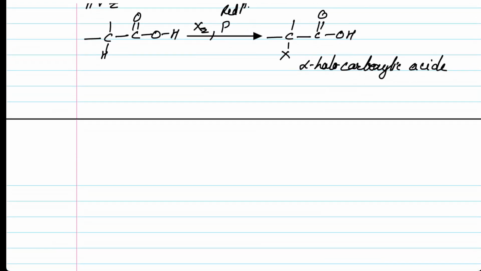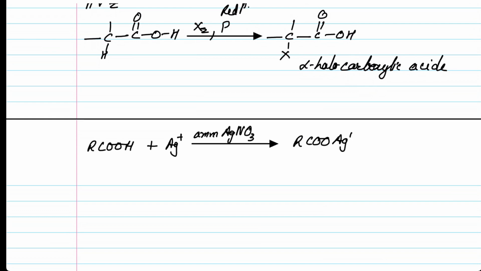Then we have another reaction, called the Borodin-Hunsdiecker reaction. Normally it is written as the Hunsdiecker reaction only. In the Hunsdiecker reaction, we have a carboxylic acid which is reacted with Ag+. This Ag+ is normally obtained from the Tollens reagent, that is ammoniacal silver nitrate solution. This is able to give us RCOO minus Ag plus. This is the silver carboxylate.